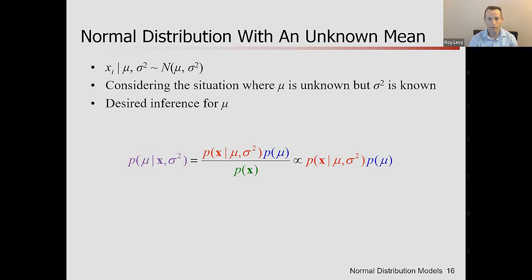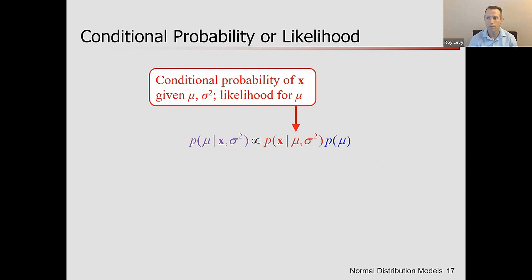There are terms on the right-hand side, and as we suggested earlier, we can just work with the numerator, and that's sufficient to get the job done. Let's go through those terms. The term in red is the conditional probability of the data given the parameters mu and sigma squared, which also, once the data are observed, turn into a likelihood function for mu. What is our conditional probability of data? Right now, the data are normally distributed with some mean mu and some variance sigma squared. That's our story.